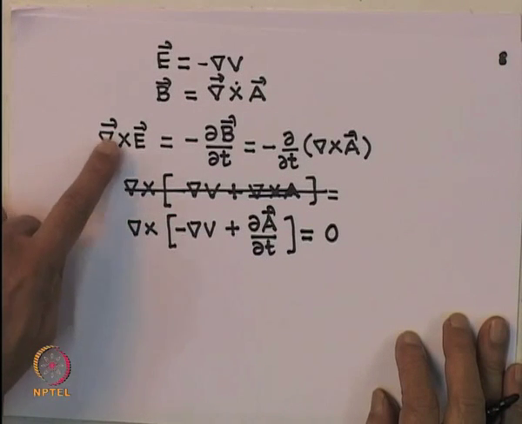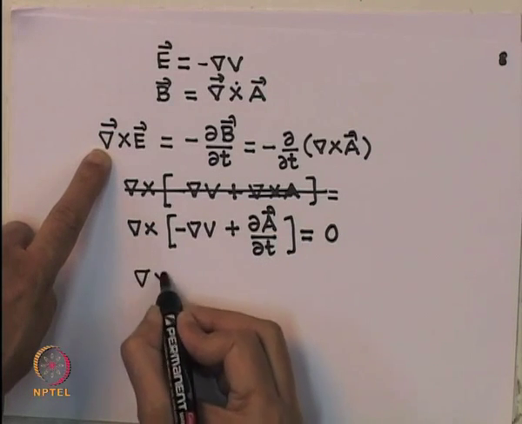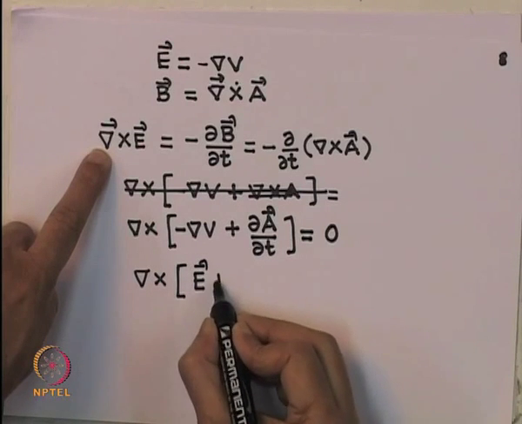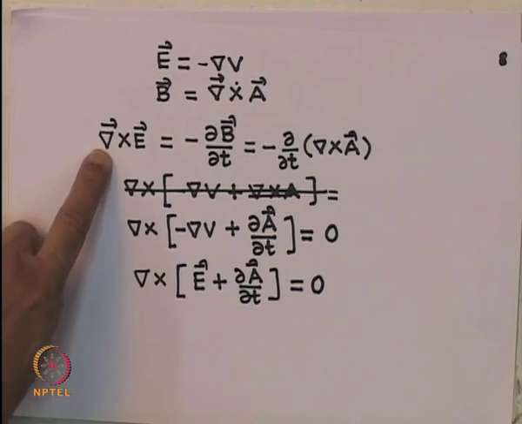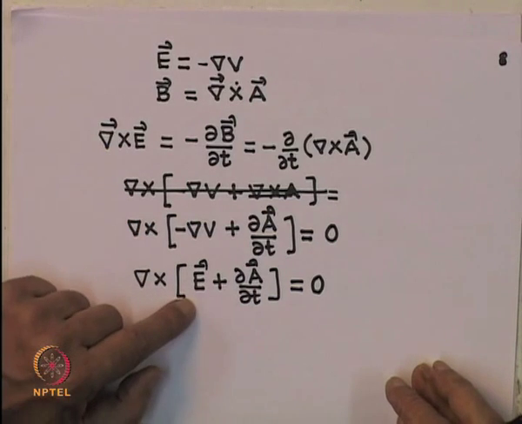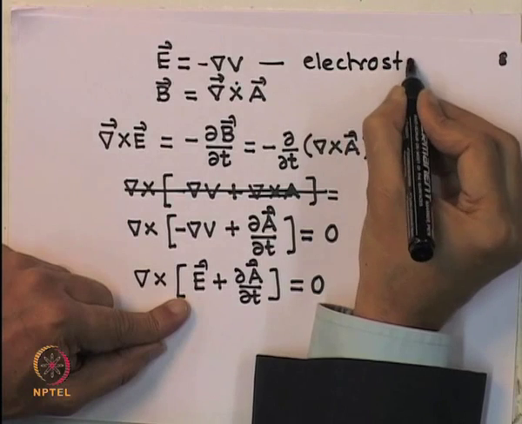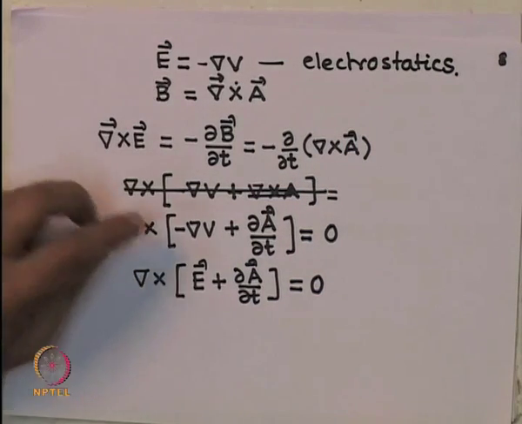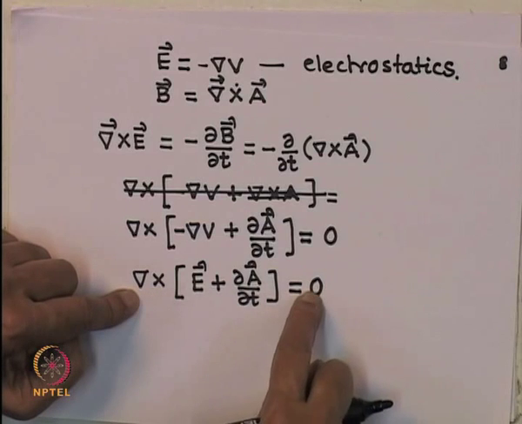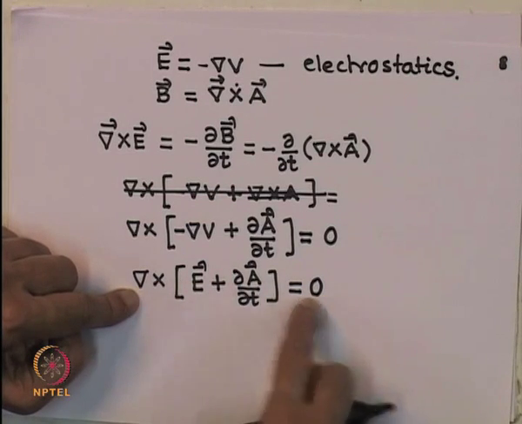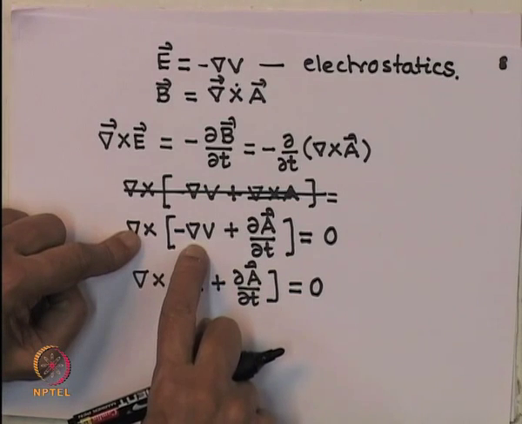Now, look at this. If I have del cross E plus dA by dt equal to 0, I should be able to define... this was actually electrostatics. Now, if I look at this equation, I find that this is a more proper equation when I am dealing with the time varying phenomena, because the earlier one is questionable now.